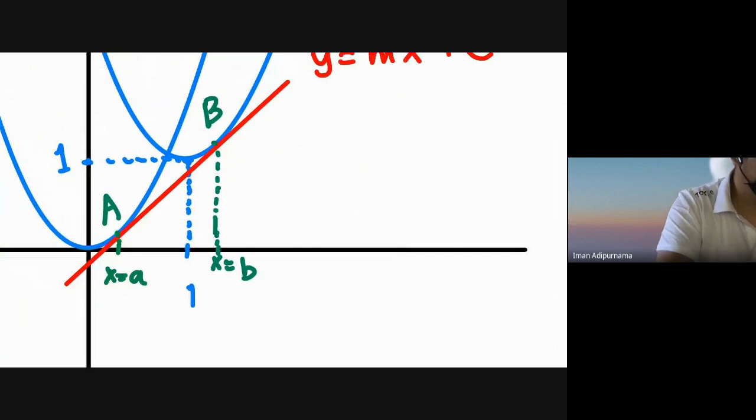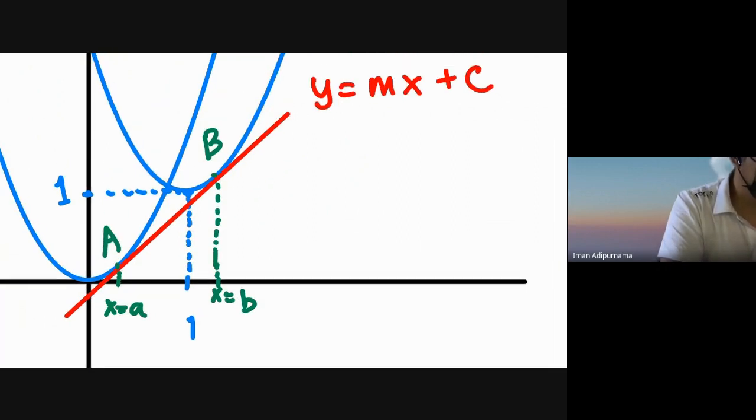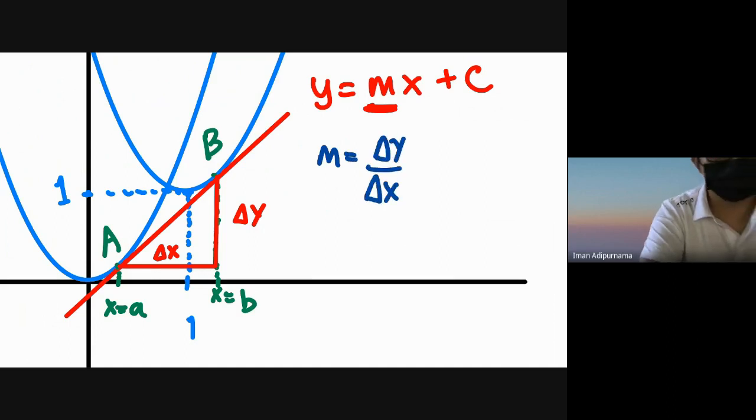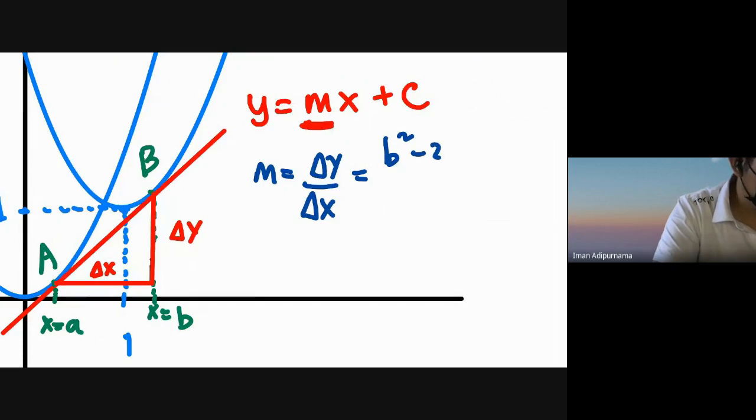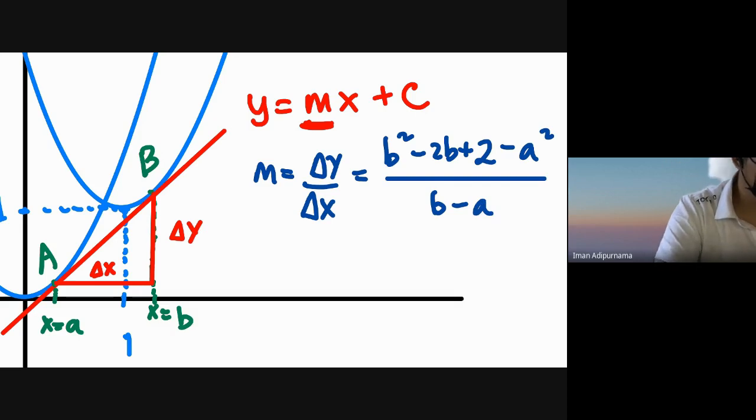And then to find the slope m for this tangent line, we can look at this AB and make out a triangle. We know that the difference in y and the difference in x, delta y over delta x, is also our slope. So our m will be delta y over delta x. That is, delta y will be b squared minus 2b plus 2 minus a squared, divided by b minus a. That's the first equation.